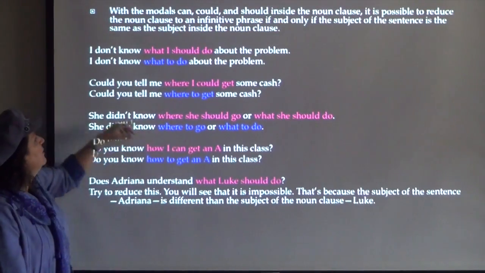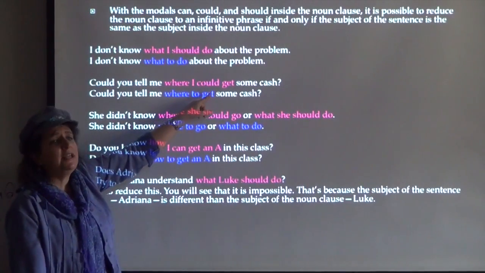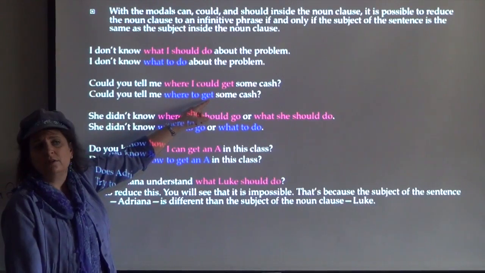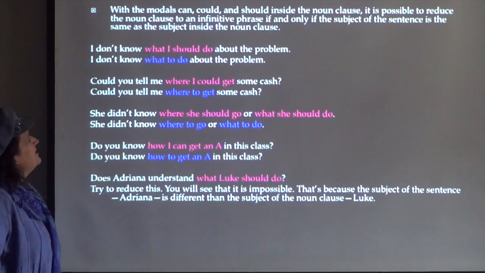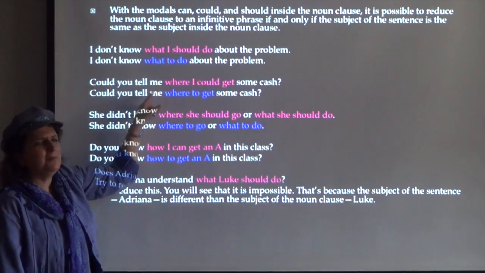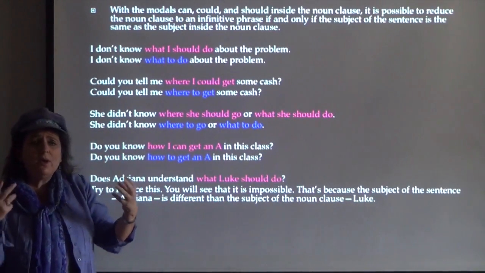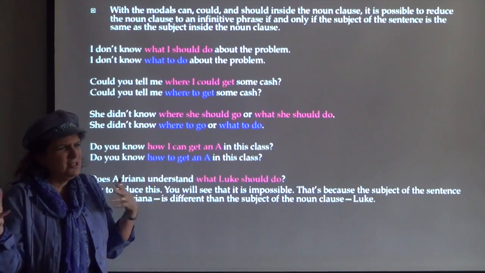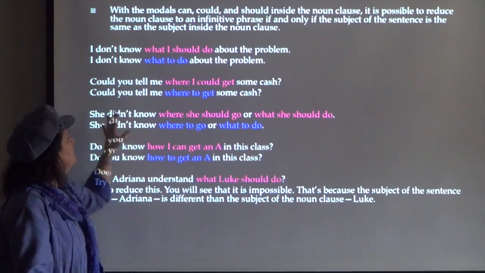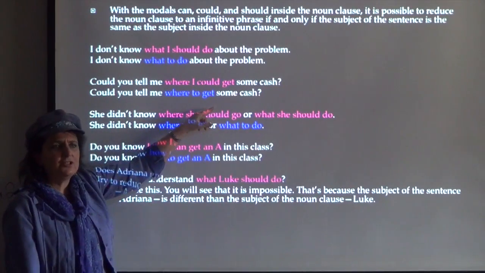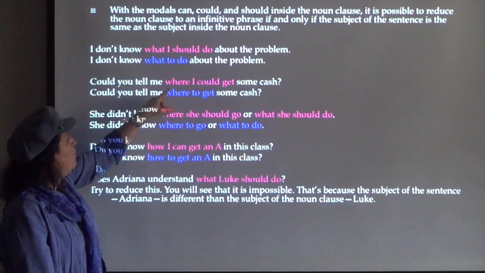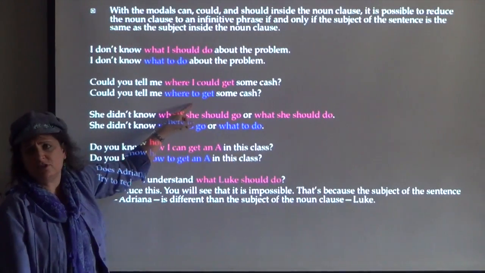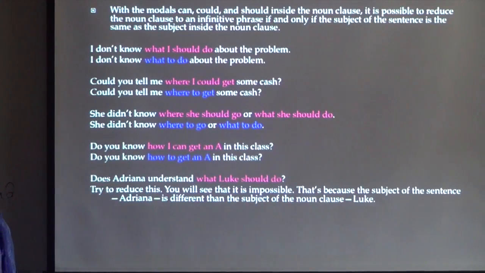Okay, let's take a look. Could you tell me where I could get some cash? The subject is the same, and the me is the same. Could you tell me where I could get cash? Could you tell me where anybody can get cash? Could you tell me where the cash machine is? Could you tell me where to get some cash? You see that? Where, subject, could reduces to an infinitive phrase.